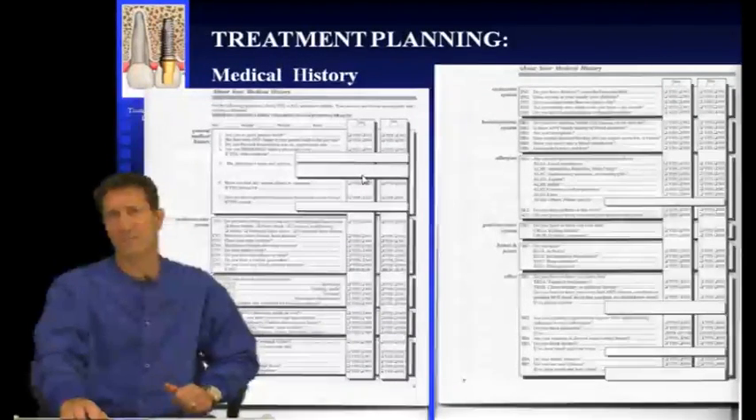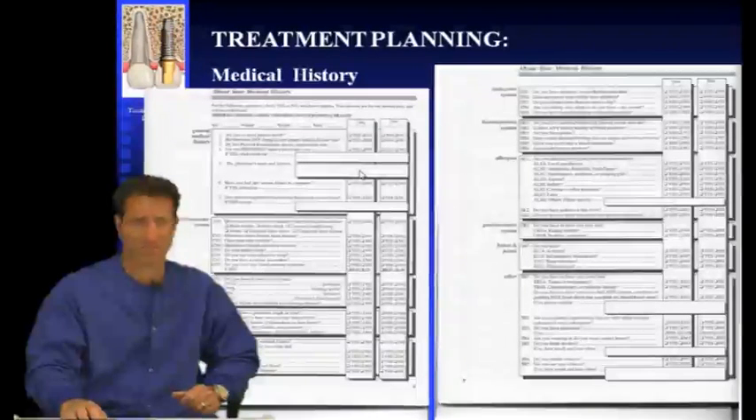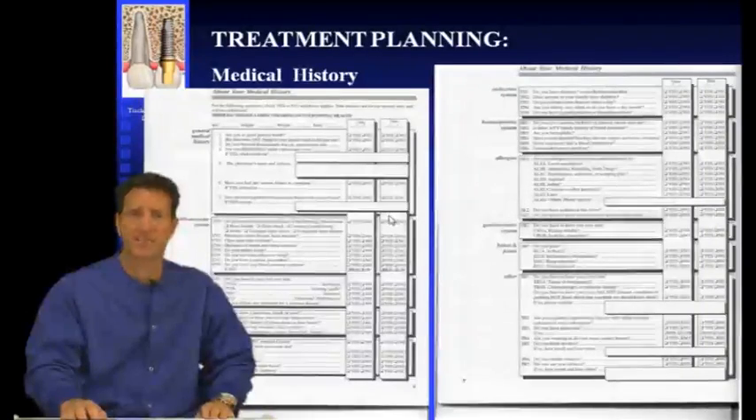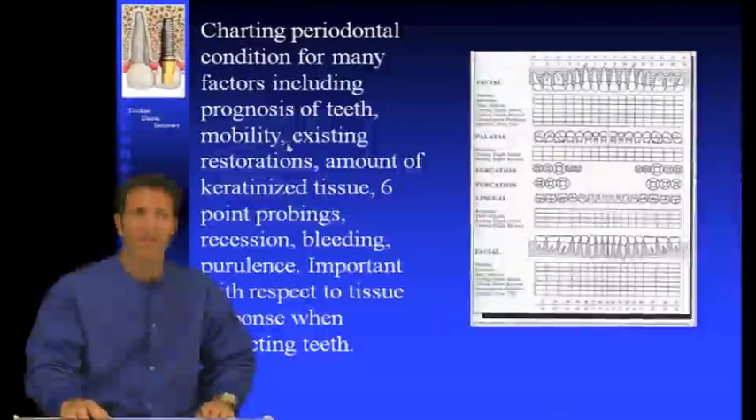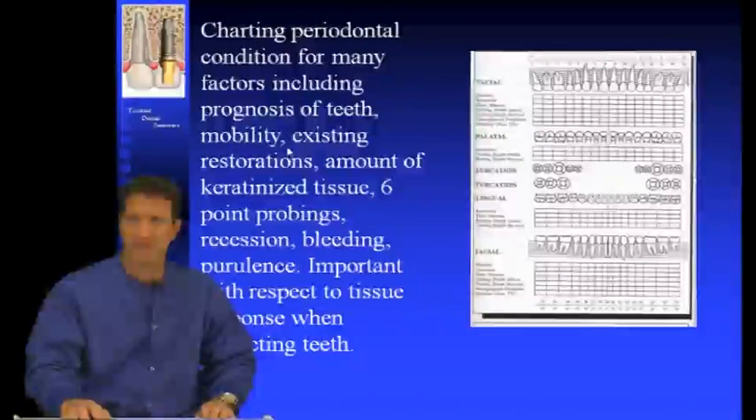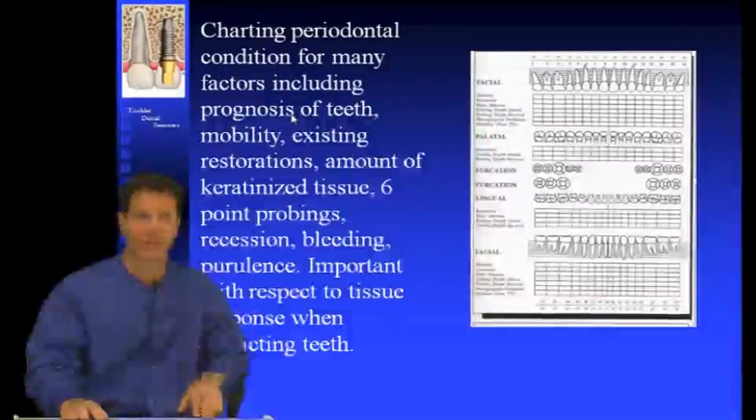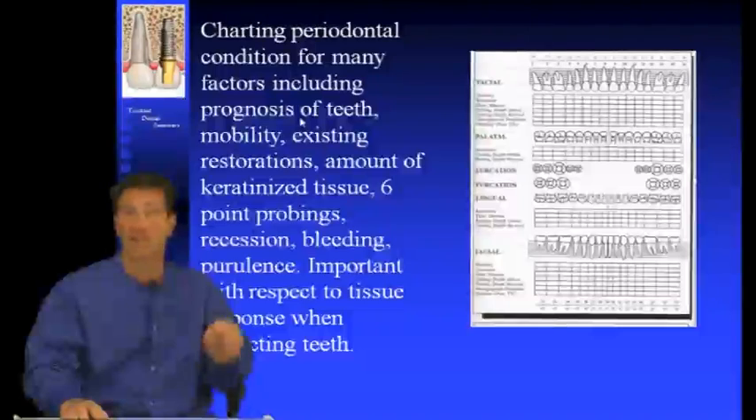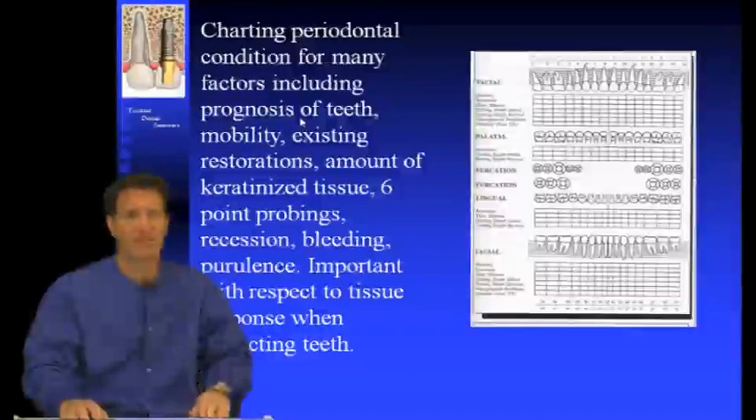Well, you certainly want to take a good medical history on a patient in general, and certainly a patient that needs dental implants. The more comprehensive that medical history can be, the better. It involves charting the mouth, looking at the prognosis of teeth. That's certainly important because you don't want to base a case on teeth that aren't going to be there in a few years. Charting the existing restorations, looking at the amount of keratinized tissue and the quality of the soft tissue, doing 6-point probings, getting bleeding points.